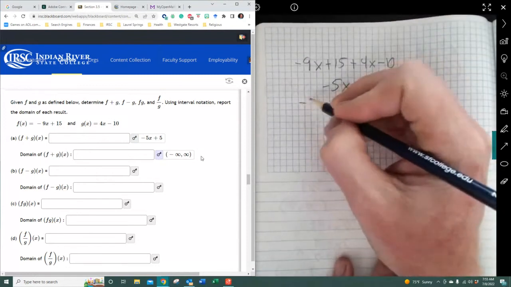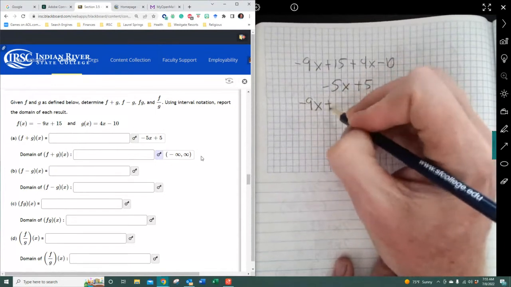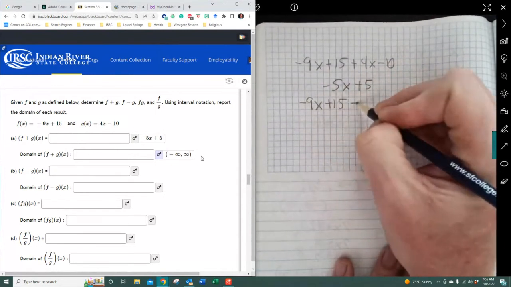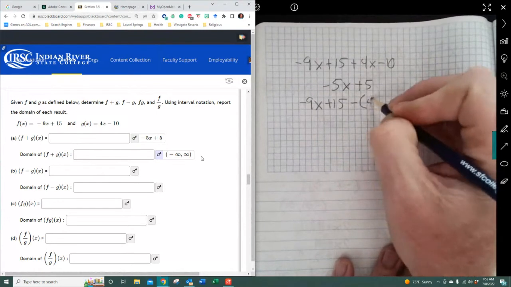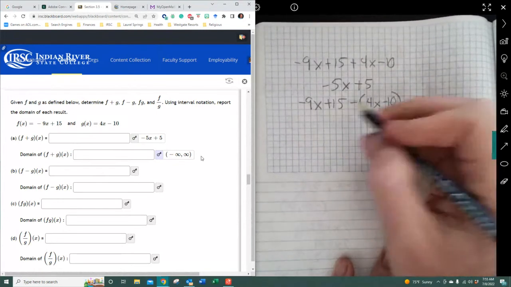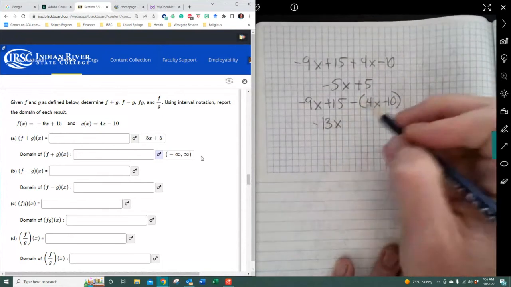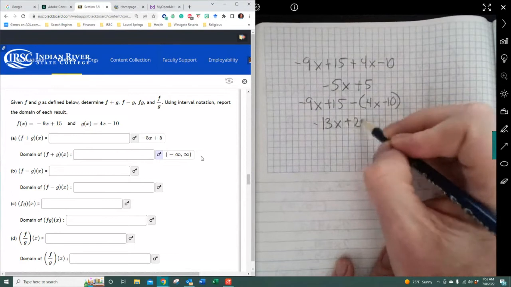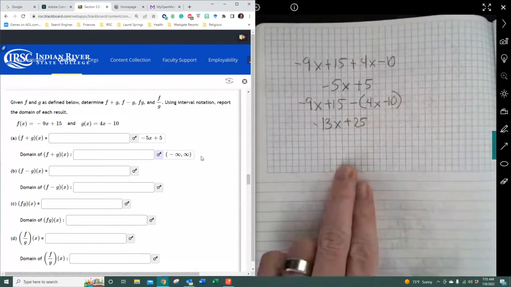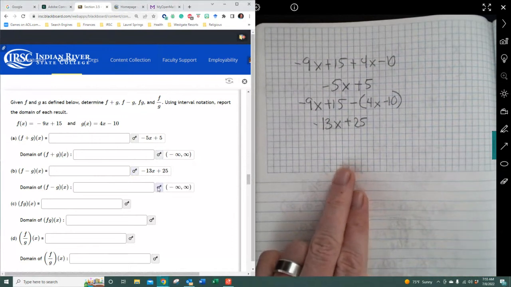Likewise, when we do subtraction, all right, we're taking the function f of x and subtracting the entire function g of x. Then all we're doing is just changing the signs of this, and we get negative 13x, and then we're going to go ahead and get positive 25. But then our domain is not going to change in that. It's going to be from negative infinity to positive infinity.